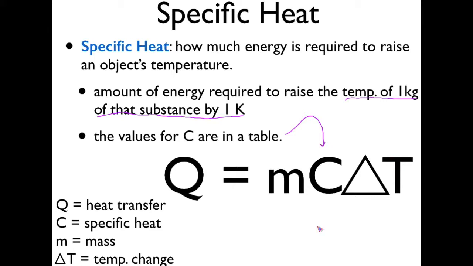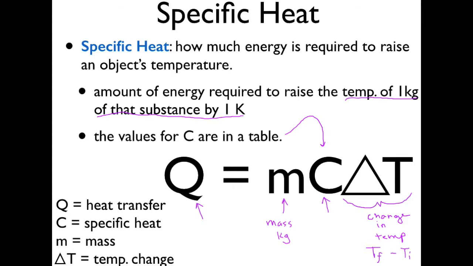Okay, I call the specific heat formula the Mcat formula because this kind of looks like an A, but your Q is the heat transfer, the M is your mass in kilograms, the C is your specific heat value. You just look that up in the table, and then your delta T is just your change in temperature. So that's going to be your final minus your initial.